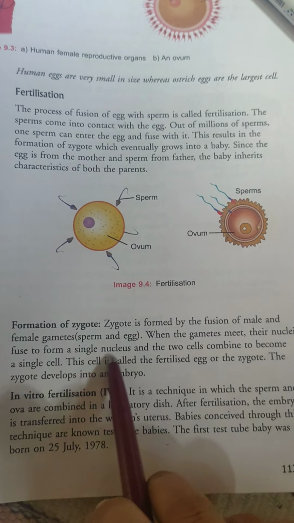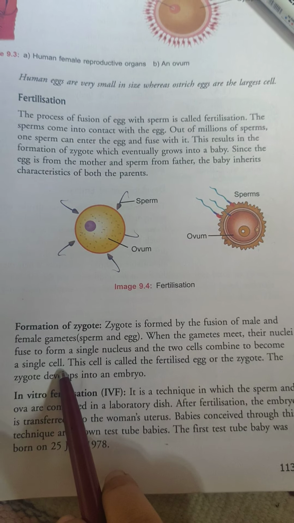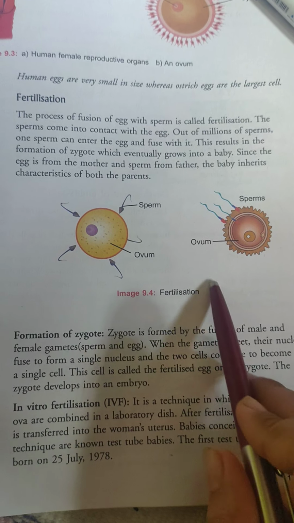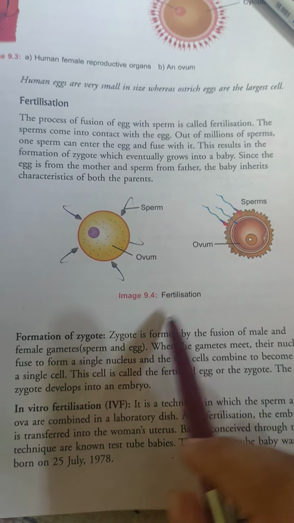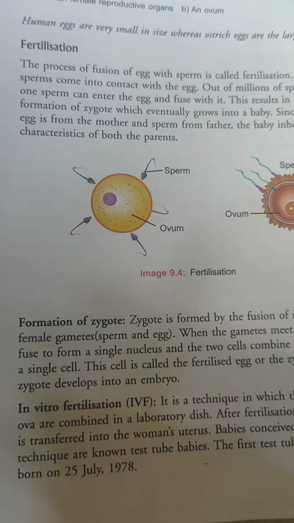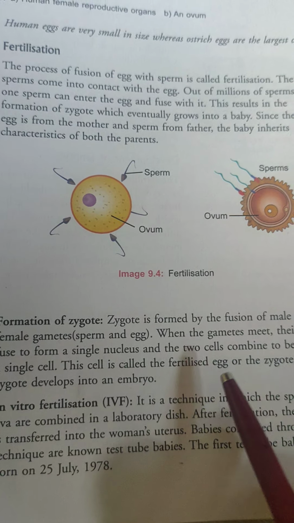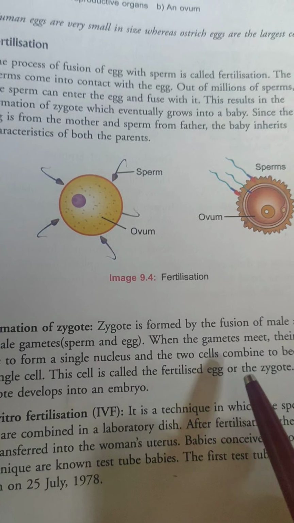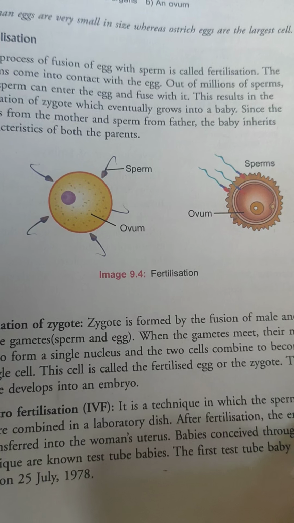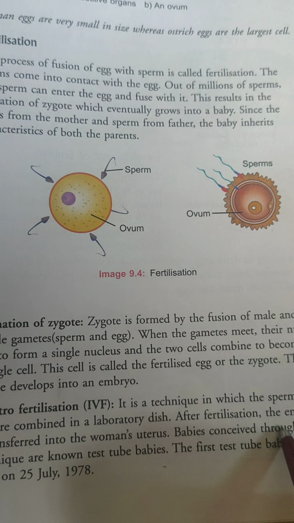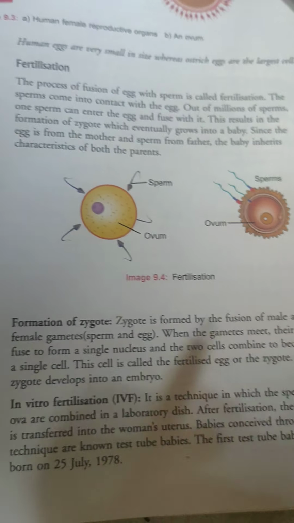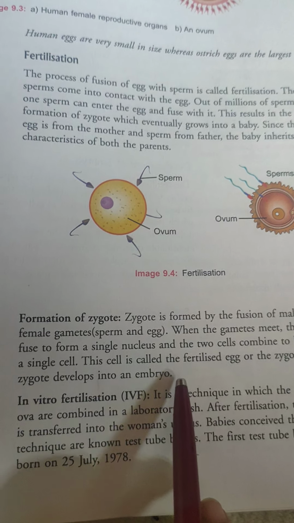You see, two nuclei combine and become a single nucleus. Two cells, as a whole with cytoplasm, also combine and become a single cell. This cell is called a fertilized egg. Fertilized egg means the combination of the father's nucleus and mother's nucleus, the mother gamete and the father gamete, and is known as fertilized egg or zygote. The zygote develops into an embryo.